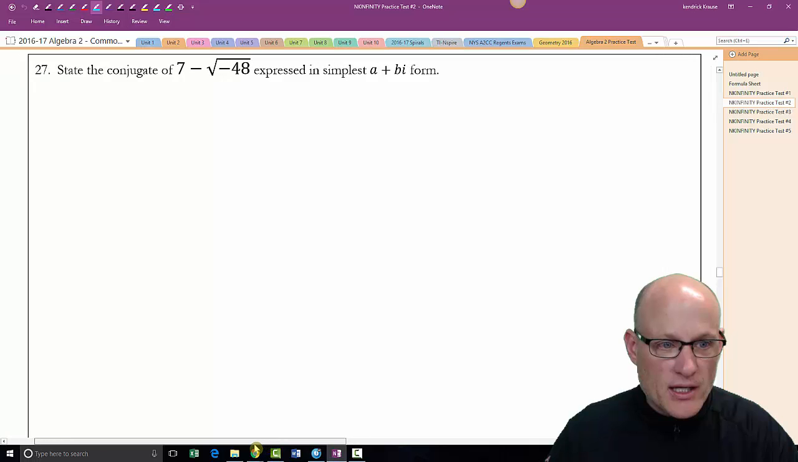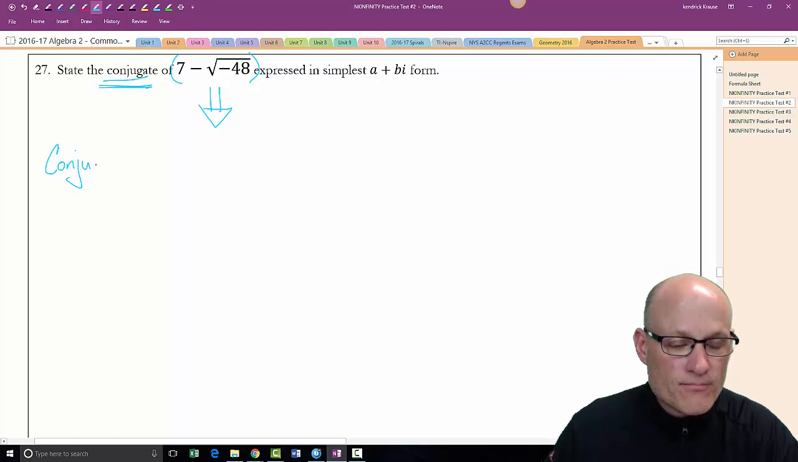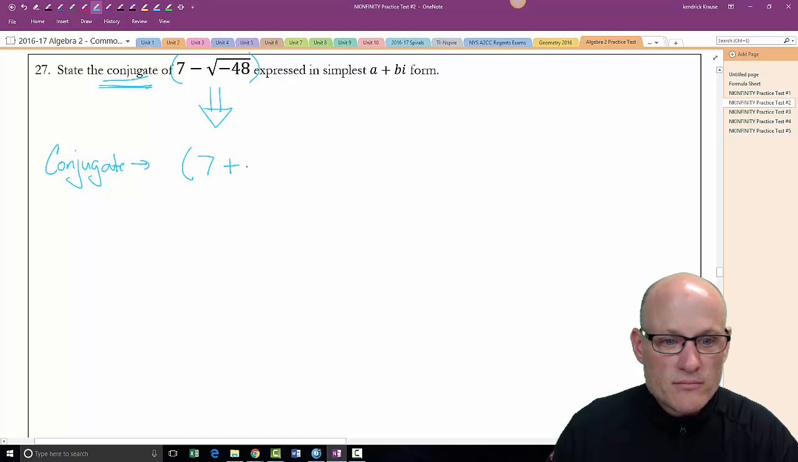We're going to multiply by the conjugate. Oh, state the conjugate. Now remember, conjugates are going to be the exact same thing except with a plus sign. So the conjugate is 7 plus the square root of negative 48. Well, okay, that's 1 point.